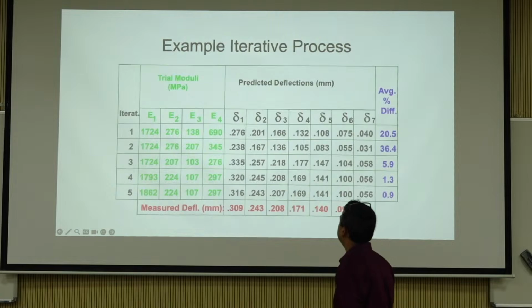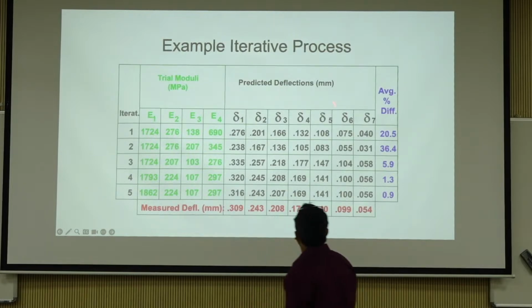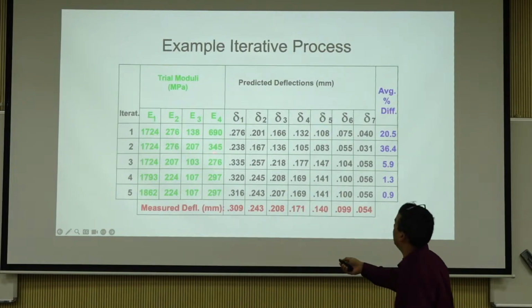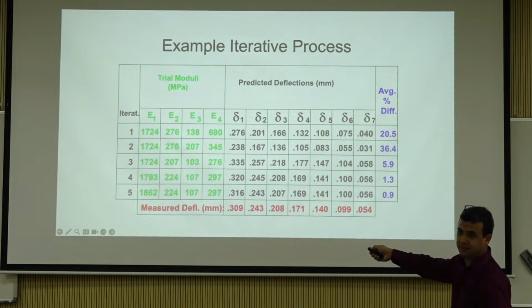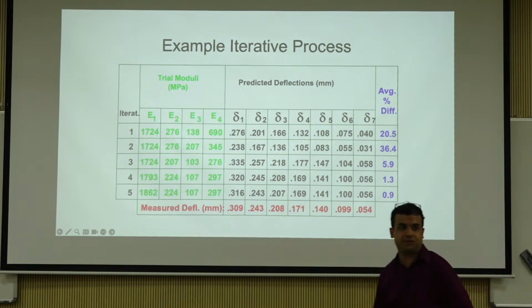Megapascals you can convert, 6.89. Predicted deflections, this is how it works. As I told you, iteration 1, percent difference is 20.5, 1724 was E1, that is the trial, and these are the delta values. And then second, look here, what happened folks? Look, the E1 remains same, E2 remains same, E3 and E4 change. You know why that happens?